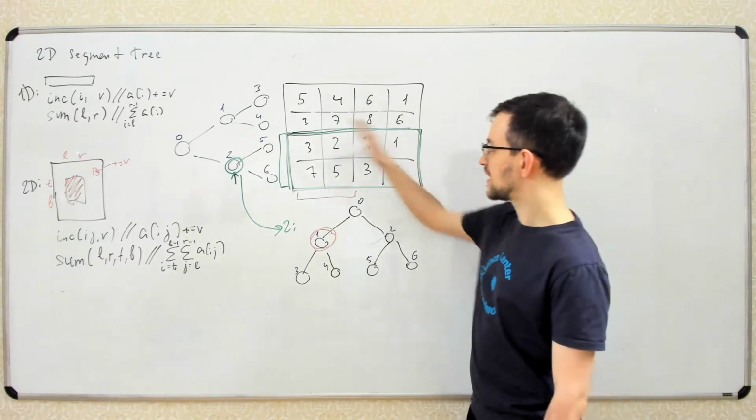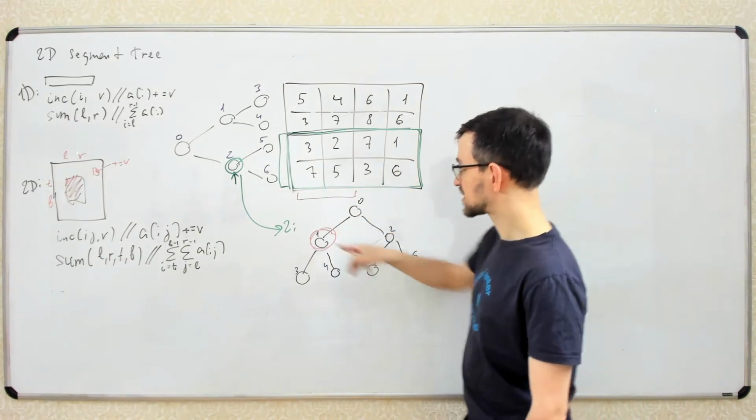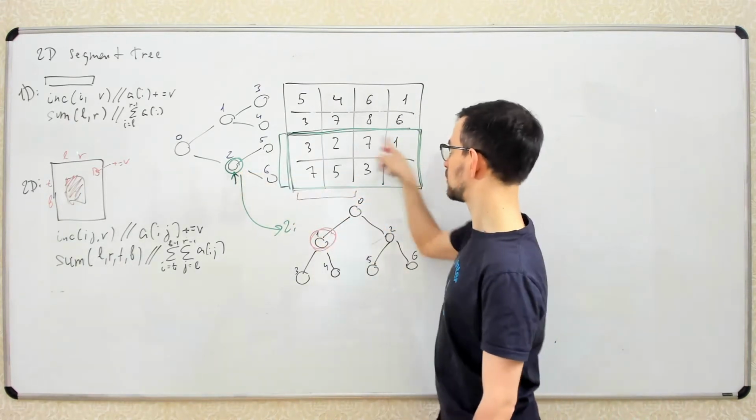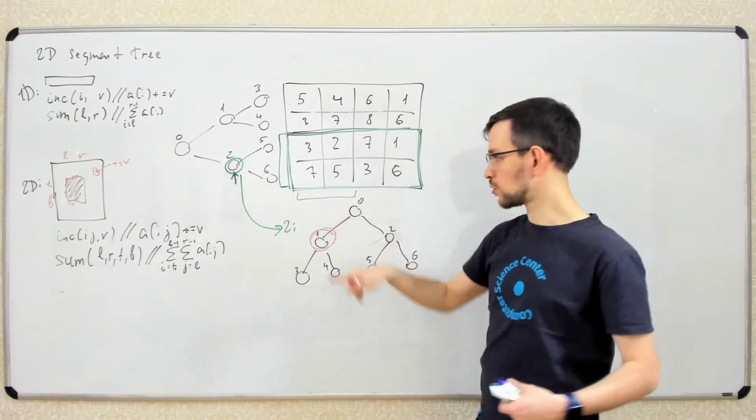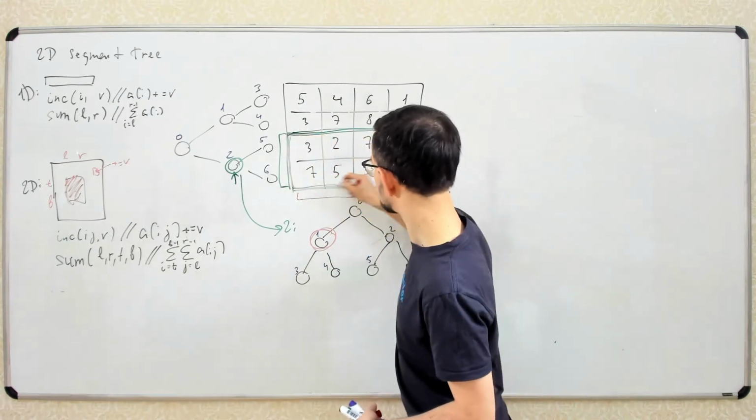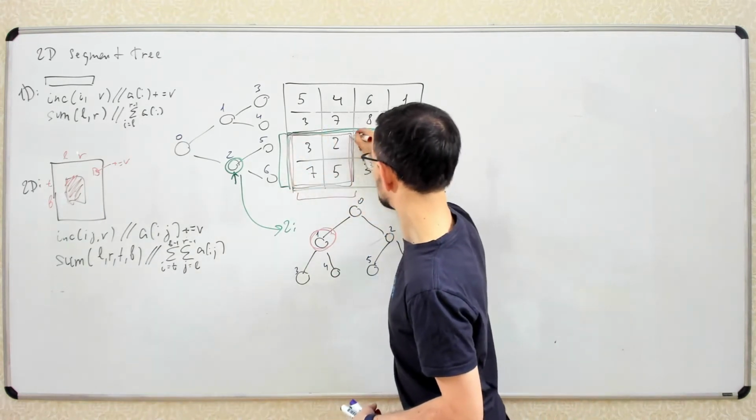And if you look inside, so this segment tree is inside this node. So this node corresponds only to this strip. And this node corresponds to this segment of this strip. So this node corresponds to this rectangle.